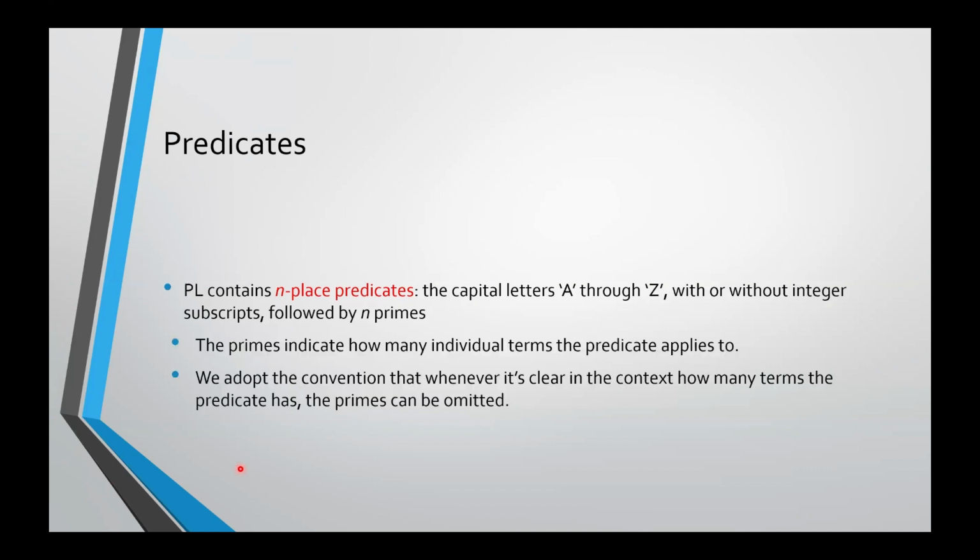However, officially, the predicates are defined as being followed by the primes, but we adopt the convention that whenever it's clear in the context how many terms the predicate has, you can omit the primes because they're awkward and ugly. And actually, if you're using PL correctly, it will always be clear from the context how many terms the predicate has, which means you can always omit the primes.